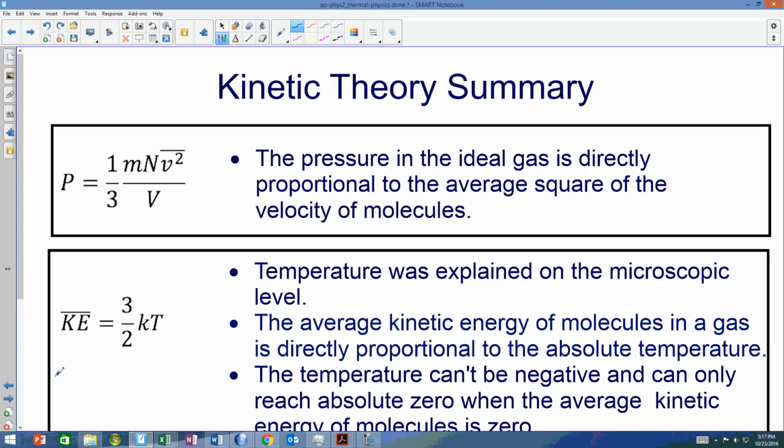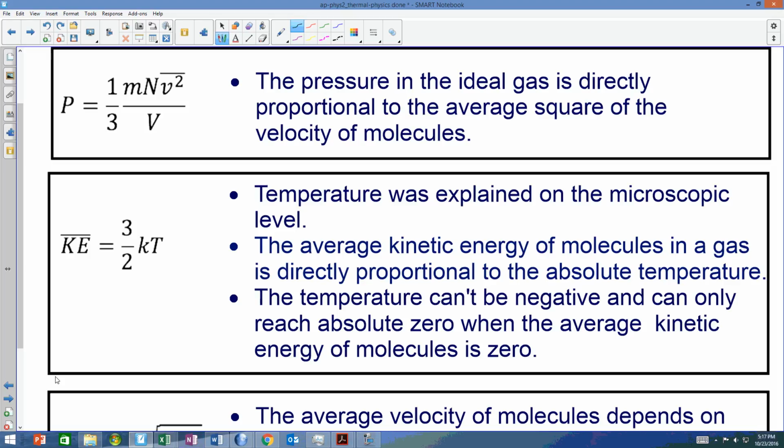So let's summarize our equations. We have pressure is equal to 1/3 times the mass times the number of particles times the average speed squared divided by the volume. The pressure in the ideal gas is directly proportional to the average square of the velocity of the molecules. We also have that the average kinetic energy is equal to 3/2 kT. Temperature was explained on the microscopic level. The average kinetic energy of the molecules in a gas is directly proportional to the absolute temperature. The temperature cannot be negative and can only reach absolute zero when the average kinetic energy of those molecules is 0.